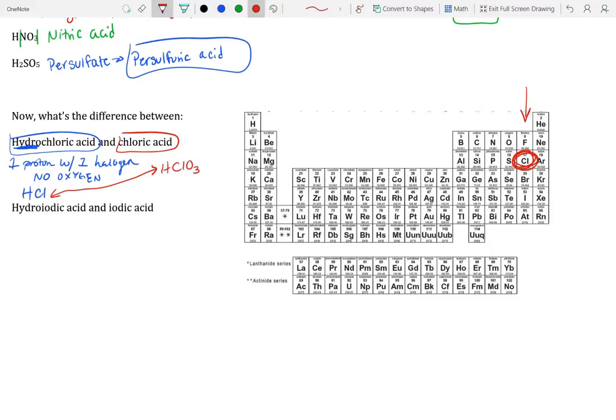Now, same thing over here. Just another example. Hydroiodic. Don't call it hydroiodic if you see iodic acid, okay? So hydroiodic, remember it's 1-to-1, one proton with one halogen, no oxygen, okay? So hydroiodic should just be H. That's charge of one proton. Iodine is negative, so HI. That's hydroiodic acid.